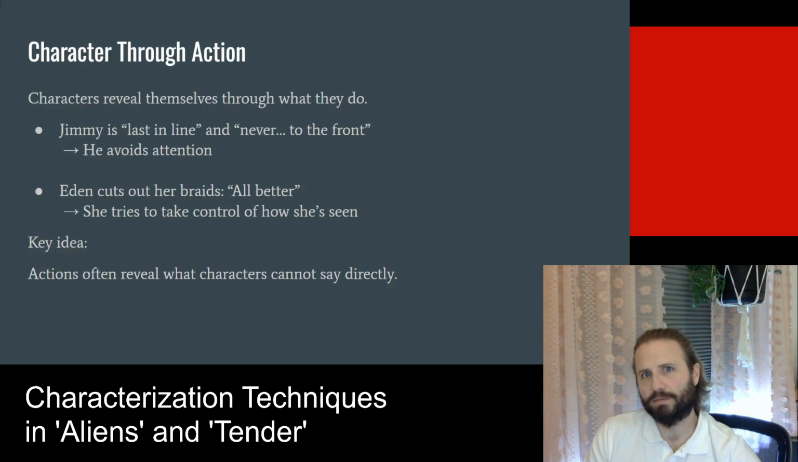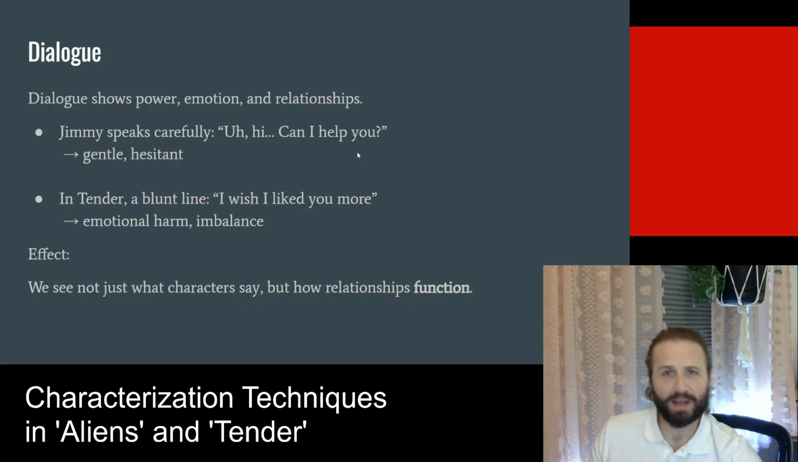We see him through these actions. In the case of Eden, her actions reveal more about what she wants and her desires and her sense of identity. For example, when she cuts off the braids, a very symbolic action. This is something that she does in order to try to take control of her own identity. She wants to reject that scene and the braids that were given to her. She wants to take ownership over this. So actions reveal often what characters don't say directly.